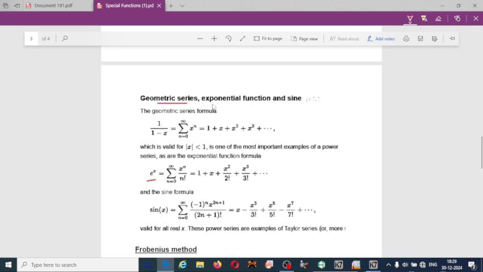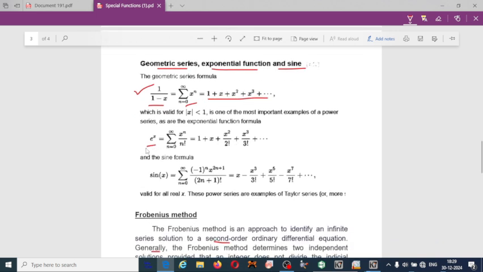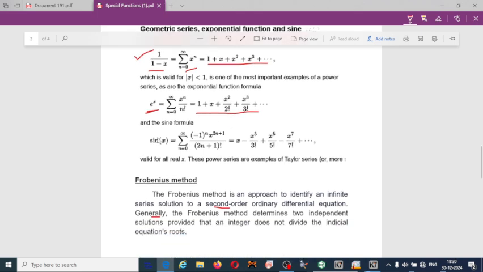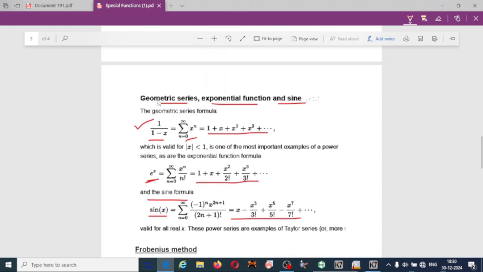Some of the geometric series, exponential functions and sine functions can be written in the power series form. You are already familiar with this. So this is the geometric series, 1 divided by 1 minus x. We can write it using the power series method, and you can write the formula. Here is the exponential e to the power x. The power series solution is 1 plus x plus x squared divided by 2 factorial and so on. If you take sine or cosine, then you can also expand it with the help of power series. So these are some of the examples.